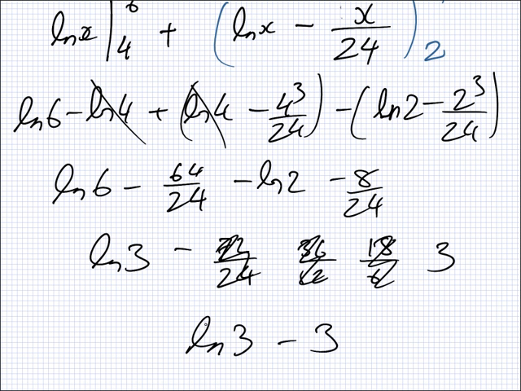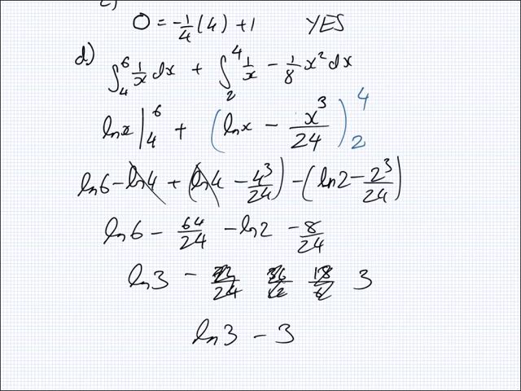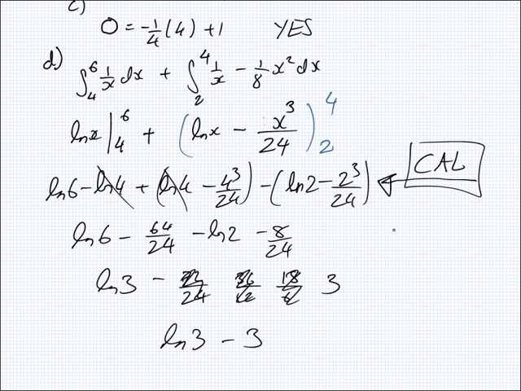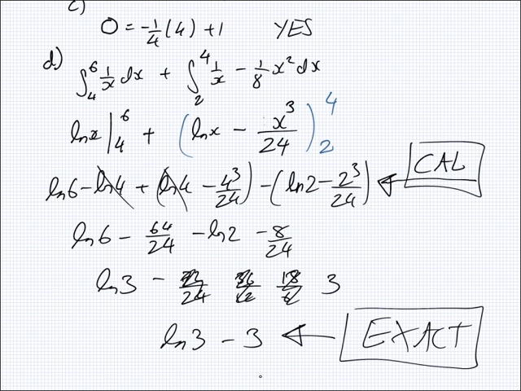Now, do they ask you for an exact answer or not? Which one is it? Part D. No, they don't. Okay, good. So that means you could have stopped here and just used the calculator to get a decimal. You only need to go this far in simplifying if they asked you for an exact answer. But they didn't.